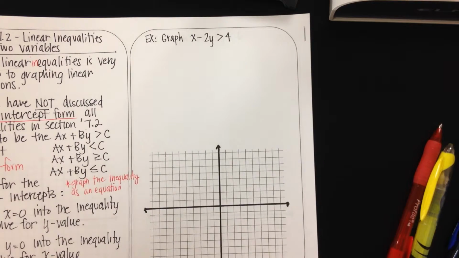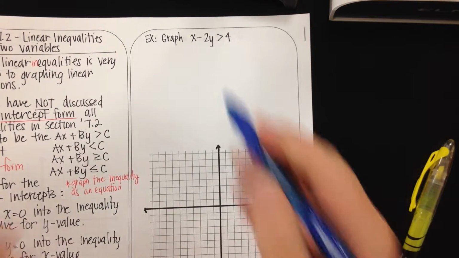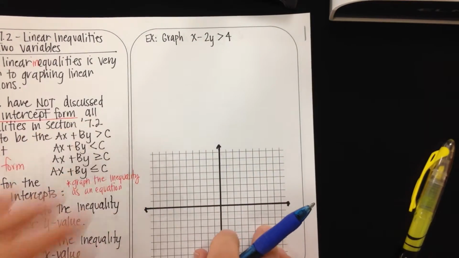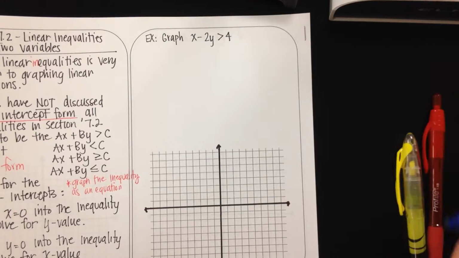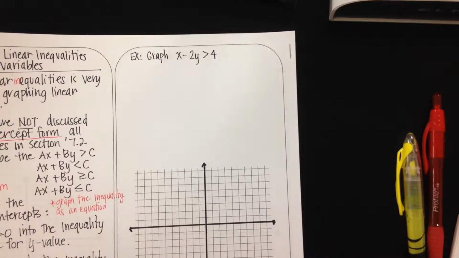So let's do this first example on page 2. We're going to do the same work we did on the foldable. Do this in blue. Okay, so here's my graph. I got x minus 2y is less than 4. First question: is it in standard form? Is it in that ax plus by form?